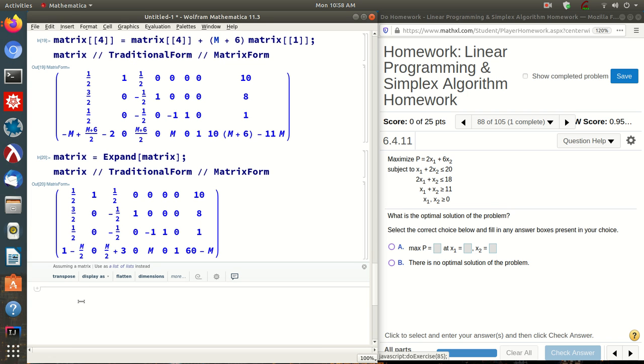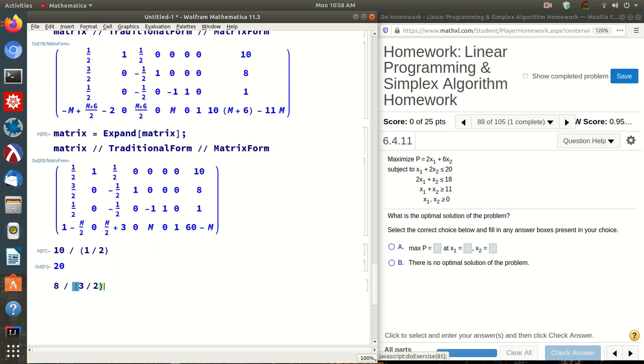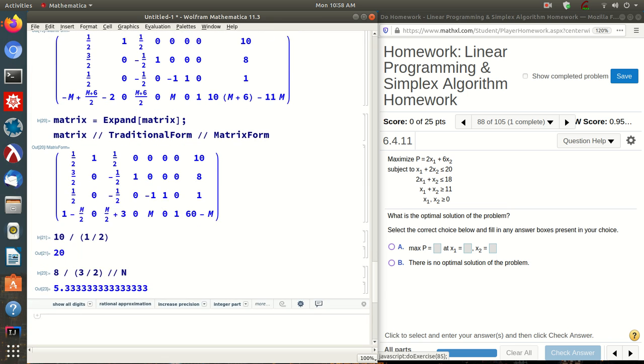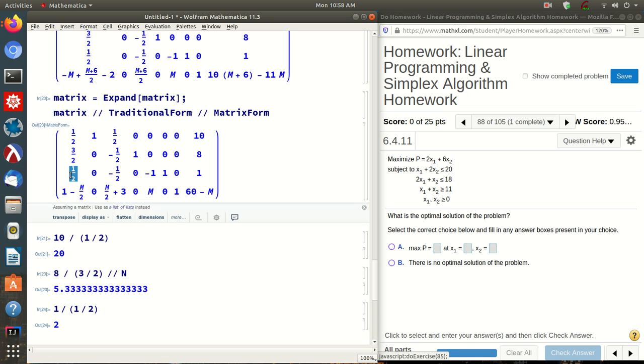Okay, so let's figure out those ratios. 10 divided by 1/2 is 20. 8 divided by 3/2 is 5.3333. And 1 divided by 1/2 is 2. Which one is the smallest? It's this one right over here. That's the minimum ratio. We have to pivot right over there.